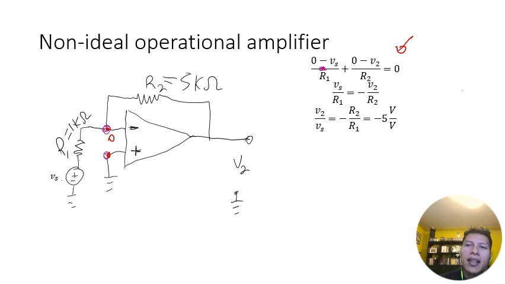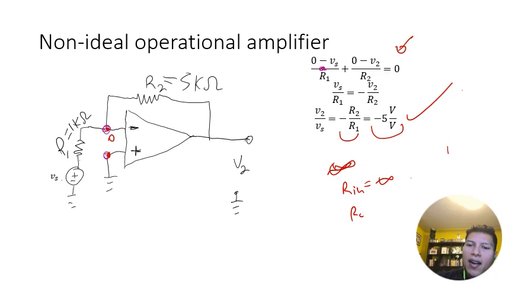And then as you recollect, we move things to the other side, and then we can calculate the gain to be negative R2 over R1. And in this case, that is negative 5 volts per volt. And if we make R2 50K, then it would be 50 volts per volt, and so on. Okay, so that's fine. This is when we assume that, of course, the gain is infinite, the input impedance Rin is infinite, and R out equals 0.